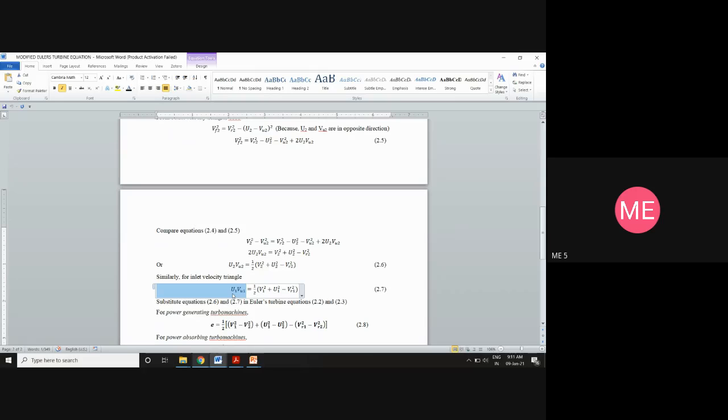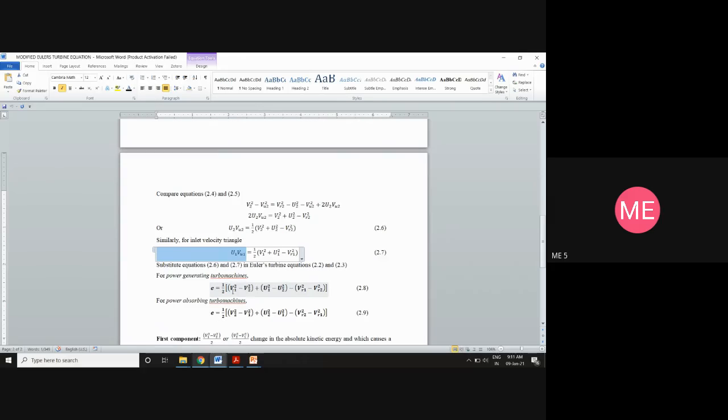Let us put these two values in Euler's equation. What is the standard Euler's equation? E is equal to U1 VU1 plus or minus U2 VU2. So we know U1 VU1 is this, U2 VU2 is this. So let us put them in the Euler's turbine equation, and that's what is written here. Substituting the equations 2.6 and 2.7 in Euler's turbine equation, which in my textbook are 2.2 and 2.3. So you know Euler's turbine equation, right? It is E is equal to, just now we discussed, U1 VU1 plus or minus U2 VU2. If you substitute that, then the Euler's turbine equation will become like this, for power generating machine and for power absorbing machine.